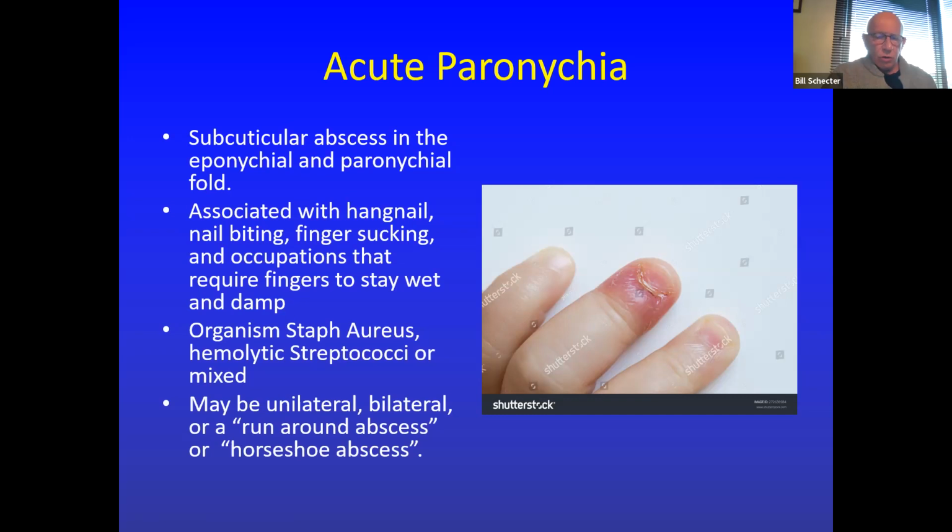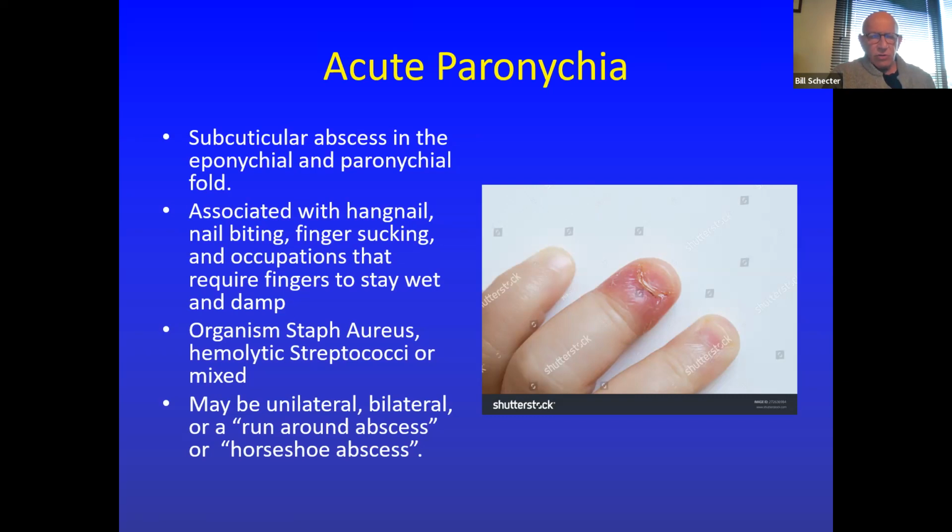We haven't talked at length up until now about the anatomy of the fingertip, but we're going to talk about that in a minute, so you can really see what a paronychia is and how you manage it. It's associated with nail biting, finger sucking, and occupations that require fingers to stay wet and dry.